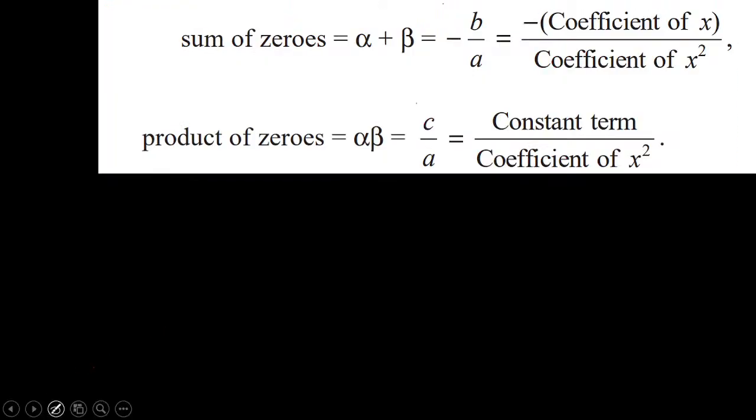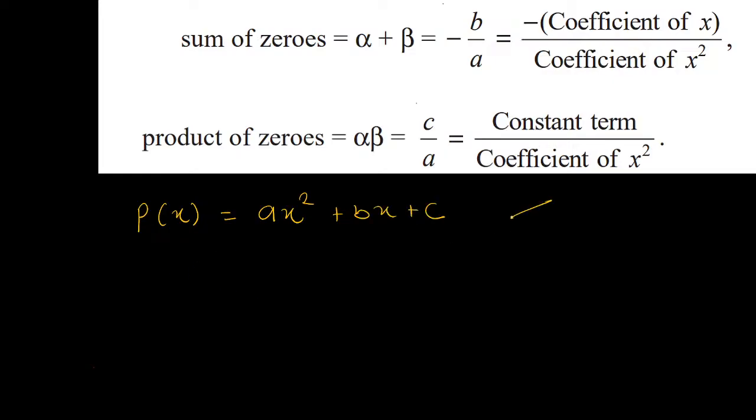We have already seen this concept in the previous video. If the polynomial is given as p of x is equal to ax square plus bx plus c, and alpha and beta are the zeros of this polynomial, then what is the relation? Alpha plus beta is minus b by a and alpha beta is c by a. So in the next exercise we are just going to verify this result. First we'll find the zeros by factorization, splitting the middle term, and then we'll use this relation to verify the result.